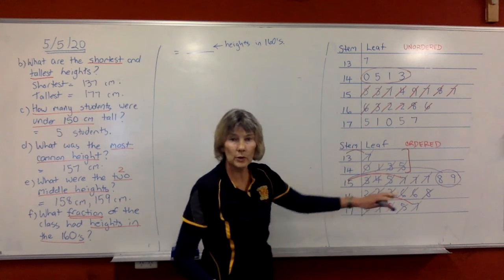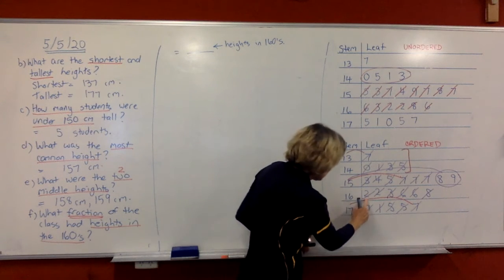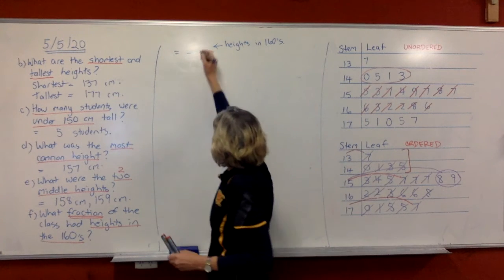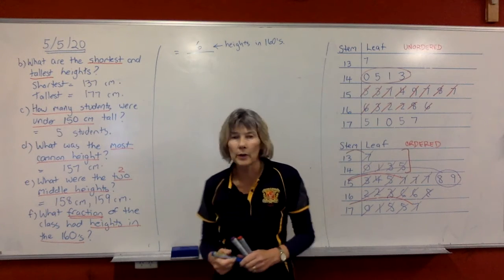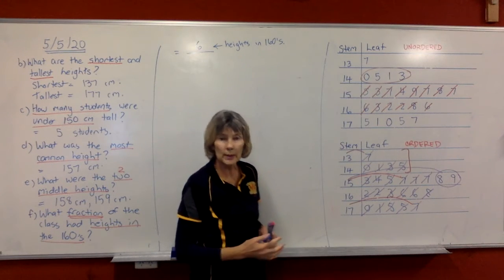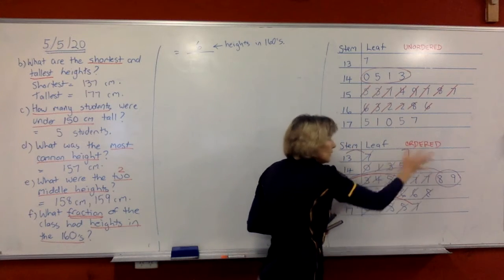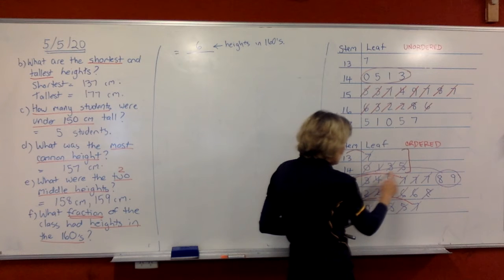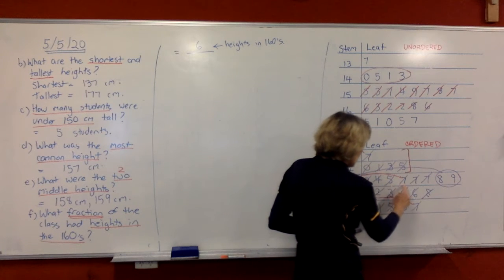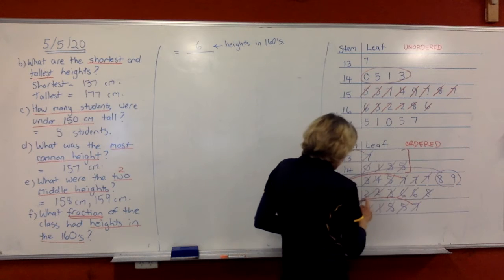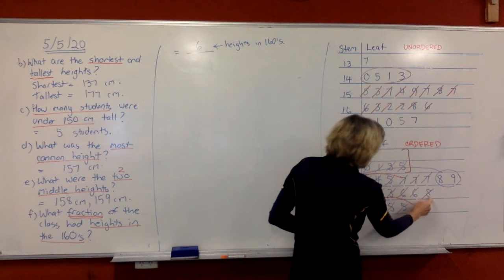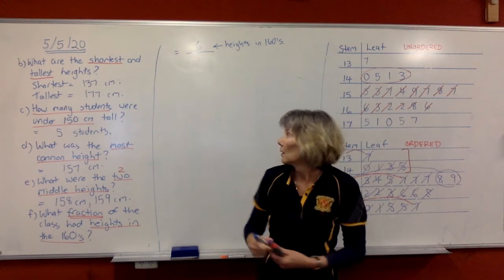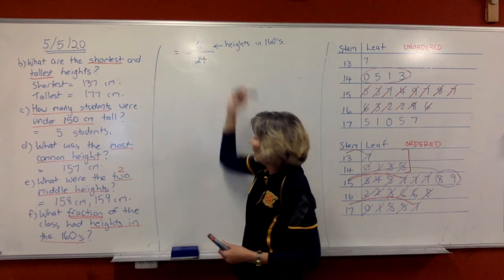Here's the 160s. We're just going to count how many students are there. So there's 1, 2, 3, 4, 5, 6 students in the 160s. And then we've got to know how many students we're dealing with overall. So we need to count everything in the leaf to see how many students were in this class. 1, 2, 3, 4, 5, 6, 7, 8, 9, 10, 11, 12, 13, 14, 15, 16, 17, 18, 19, 20, 21, 22, 23, 24. So we had 24 students altogether.